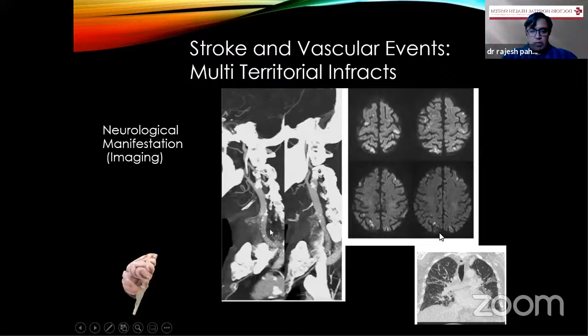We can see these small hyperintensities on a diffusion study showing restriction, which are consistent with small embolic strokes. It's possible that diffusely atherosclerotic neck vessels are responsible for releasing small thrombi, which further cause these microembolic strokes. As we can see, the patient had extensive pulmonary disease as well.